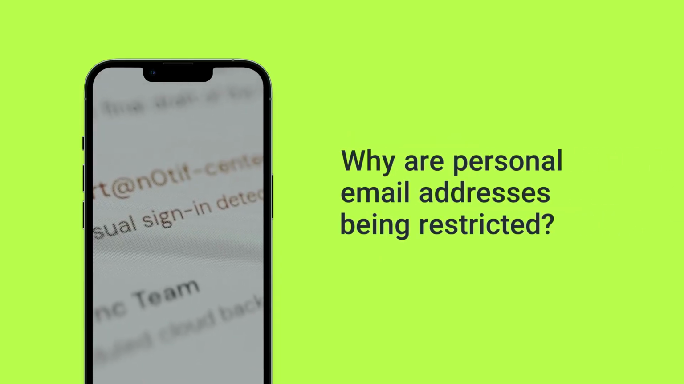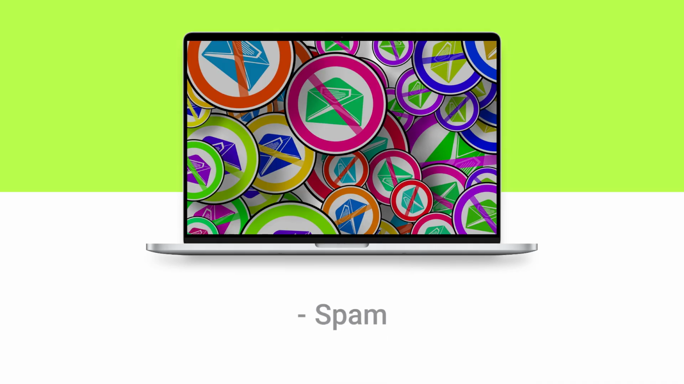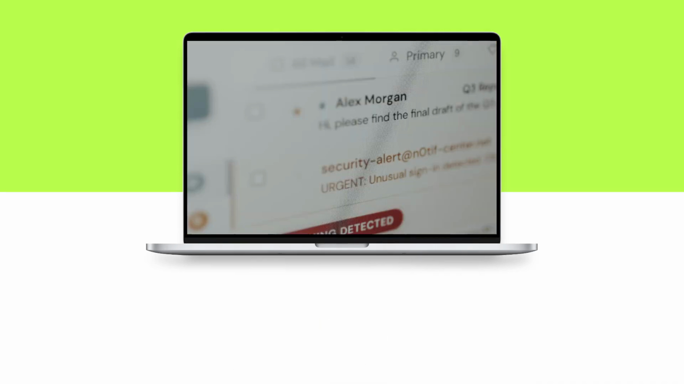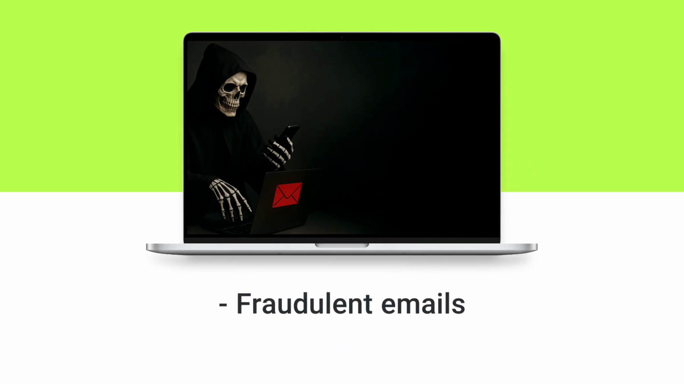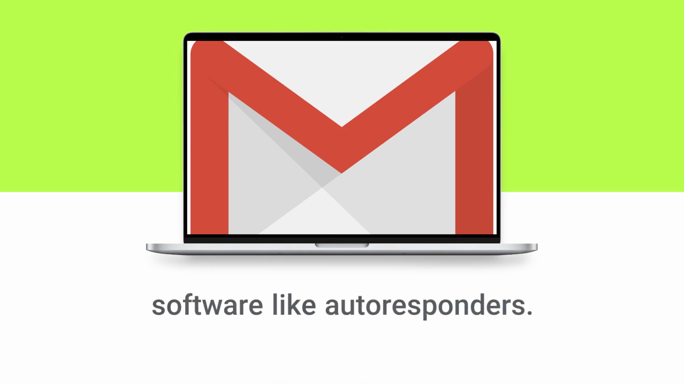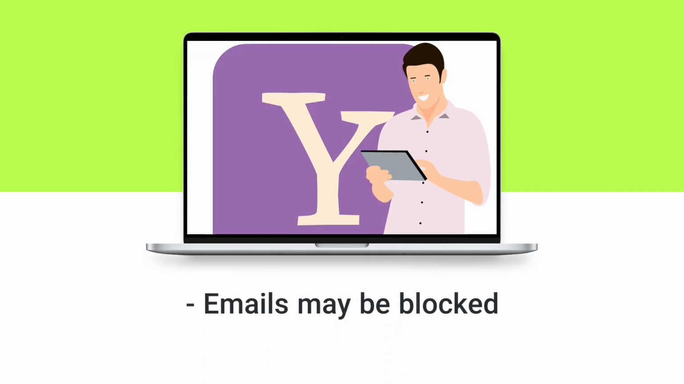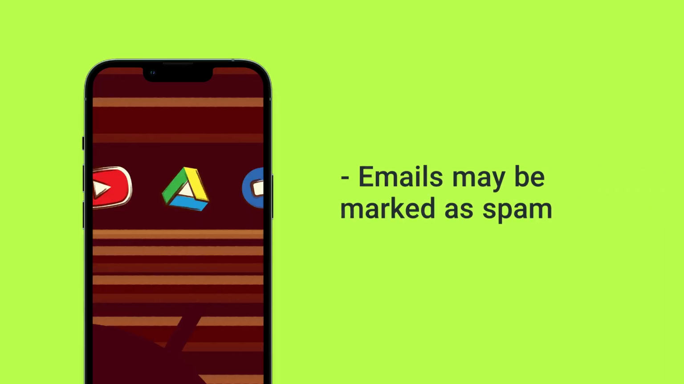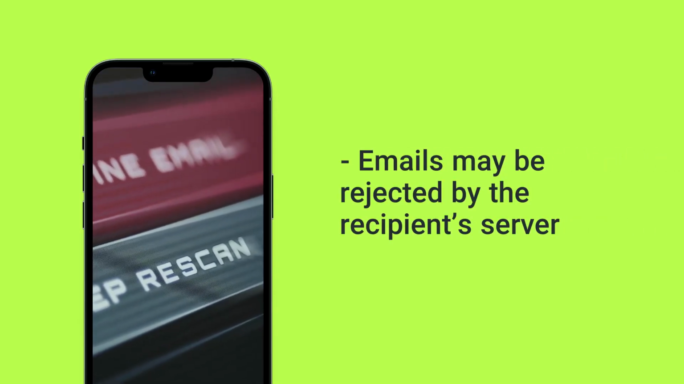Why are personal email addresses being restricted? In early 2024, Google and Yahoo strengthened their security policies to fight spam, identity spoofing, and fraudulent emails. These new rules make it harder to use free email addresses through external software like Autorespond. The result is emails may be blocked, emails may be marked as spam, emails may be rejected by the recipient's server.